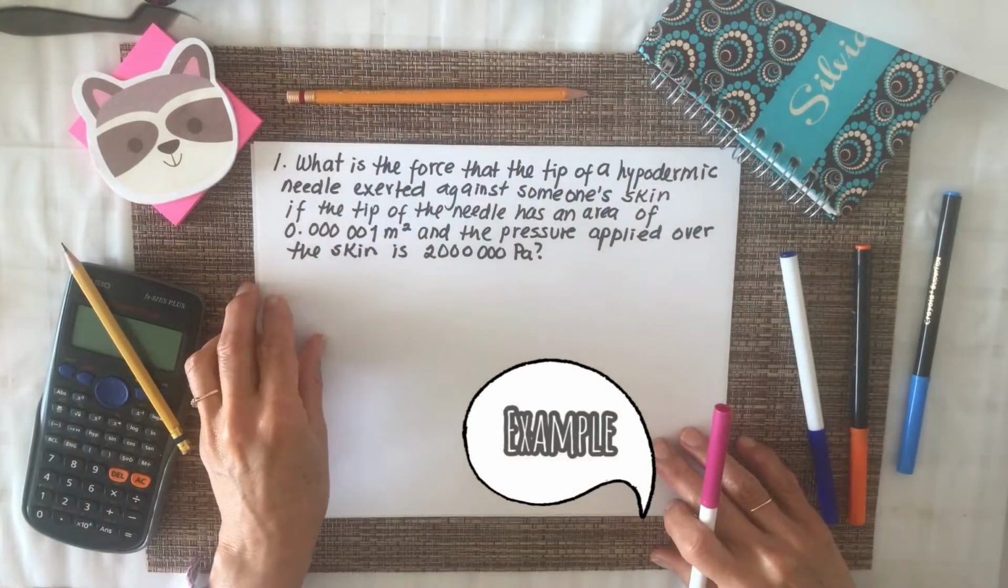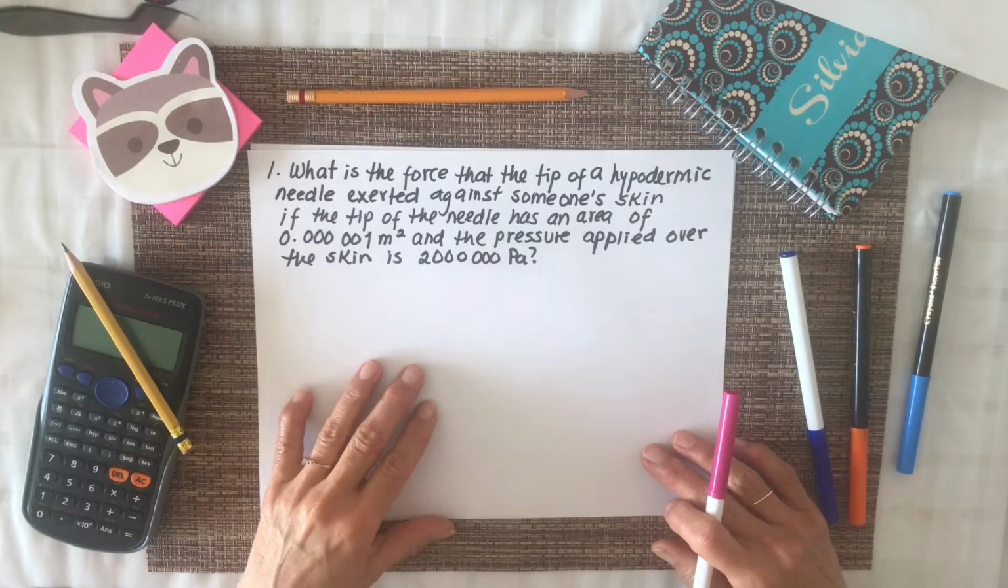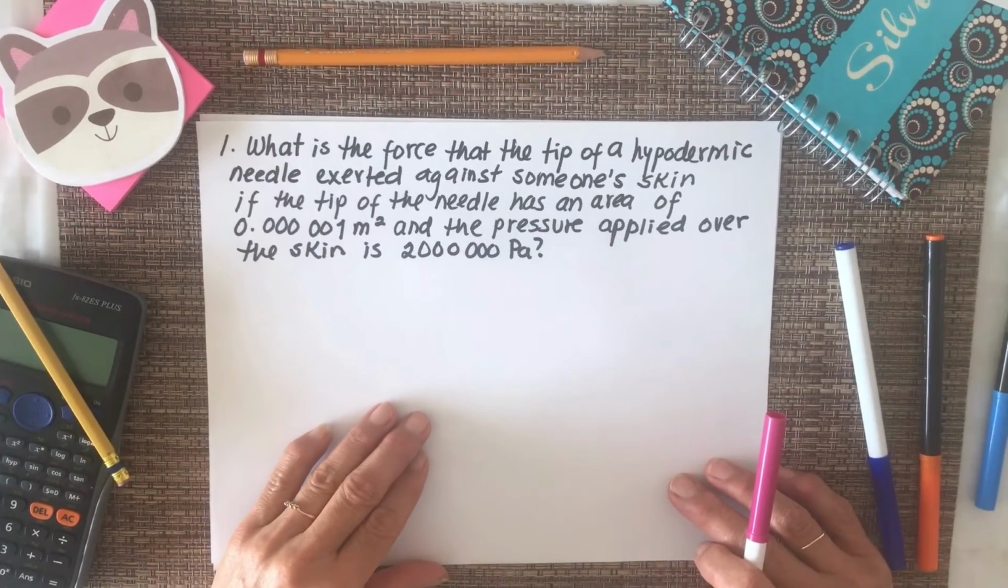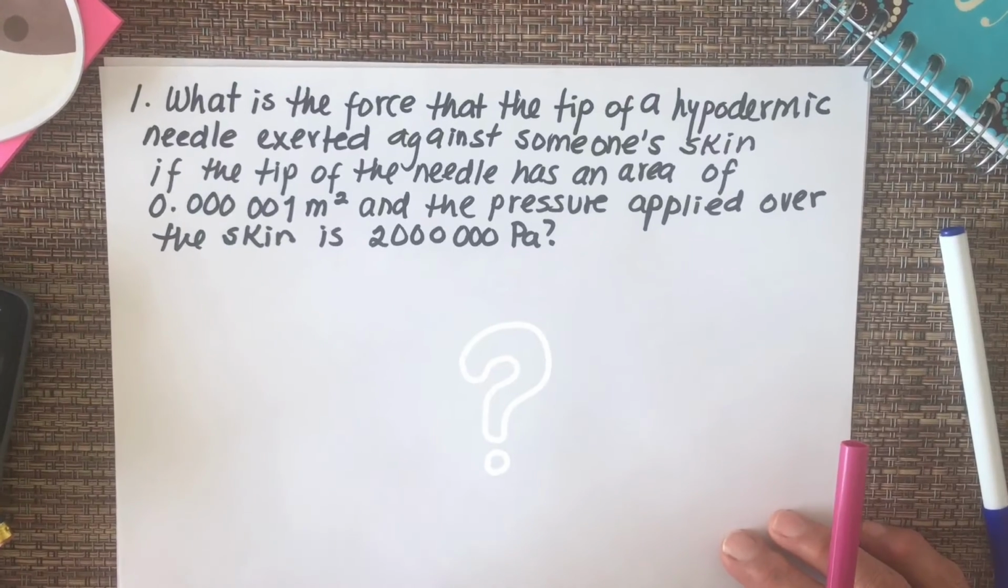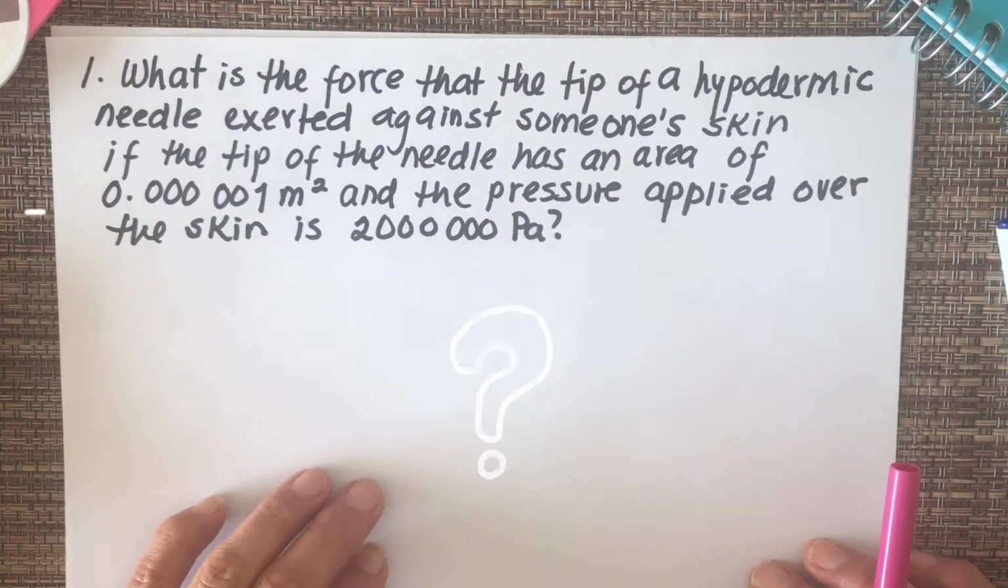This is the example. What is the force that the tip of a hypodermic needle exerts against someone's skin if the tip of the needle has an area of 0.000001 square meters and the pressure applied over the skin is 2 millions of Pascal?